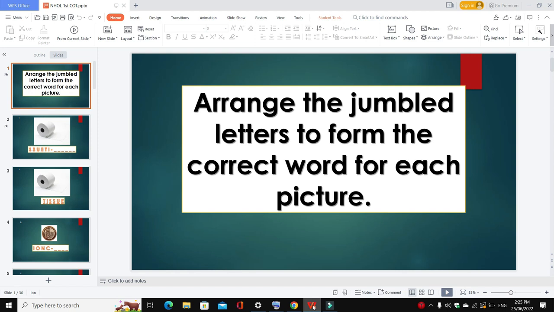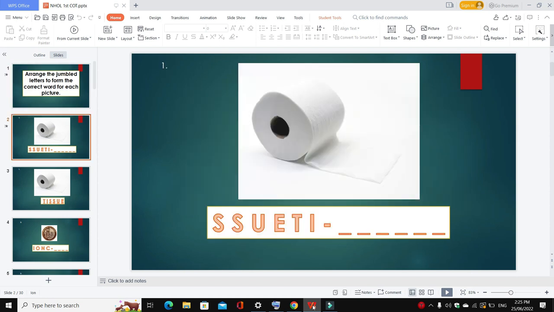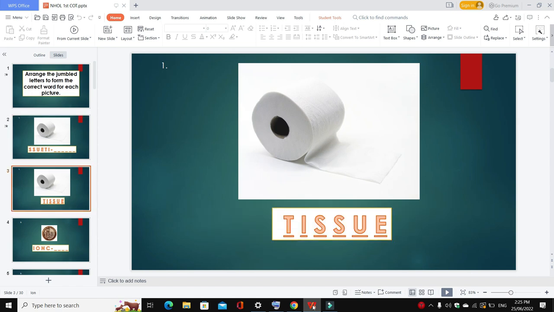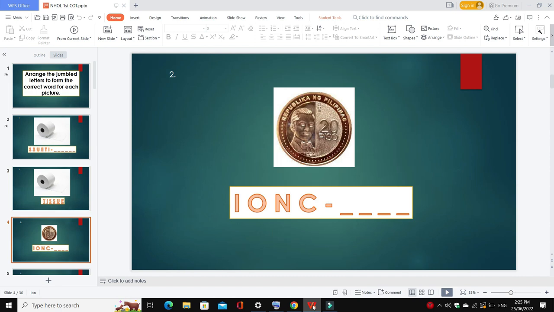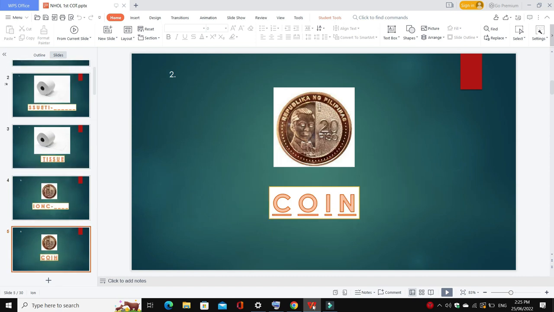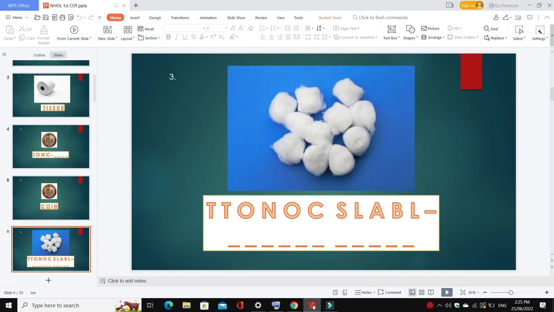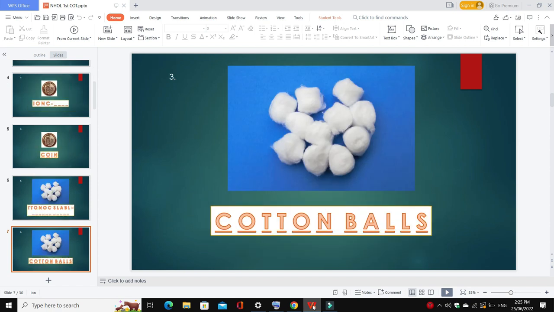Arrange the jumbled letters to form the correct word for each picture. First picture, we have tissue. Second, coin. Third, cotton balls.